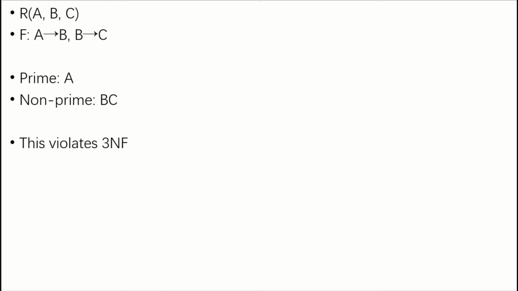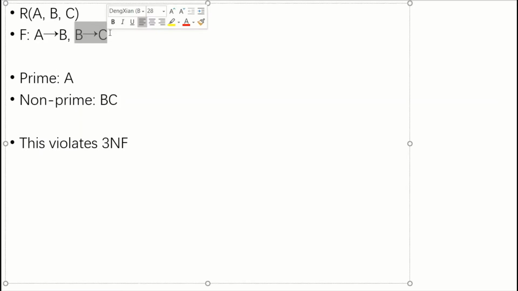Let's look at an example. If I have a relation R(A, B, C), and A implies B, B implies C, the prime attribute is A, the non-prime attributes are B and C. So this would violate the third normal form criteria.